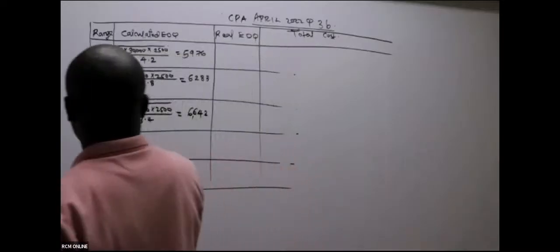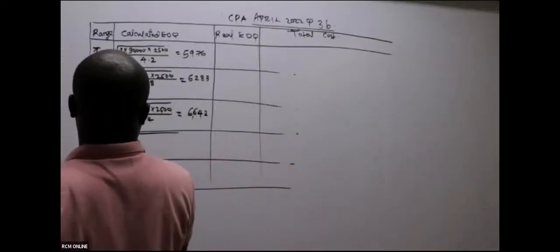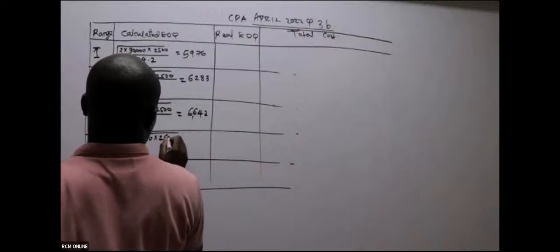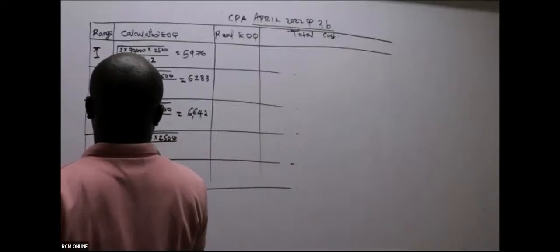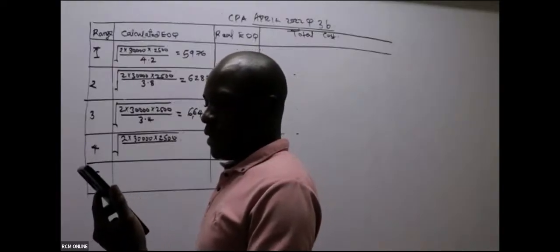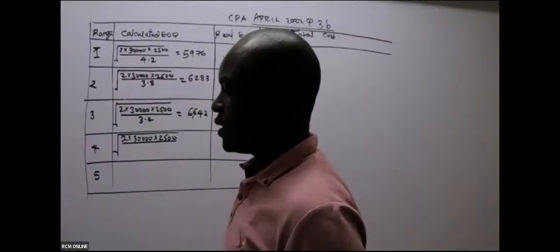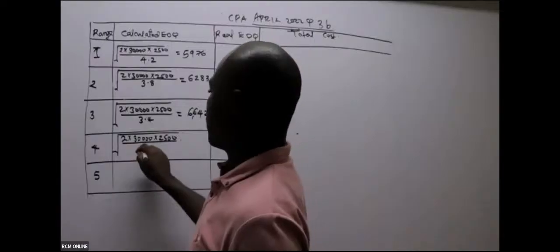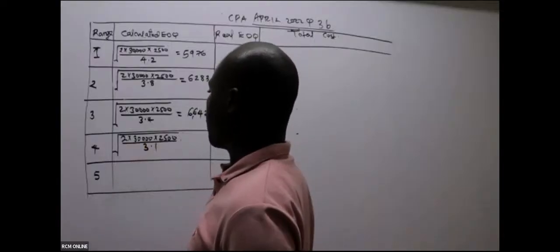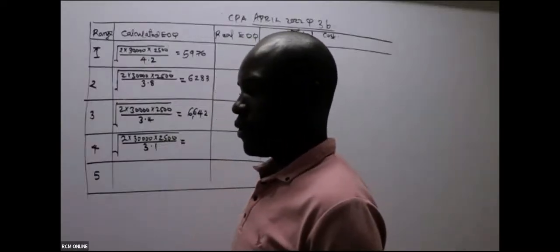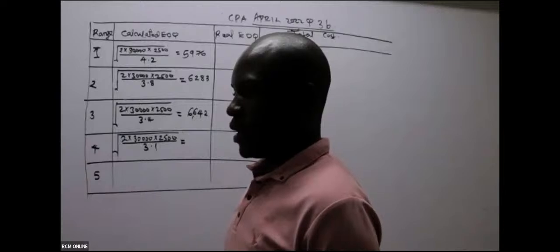Let's go to the fourth one. So we have the root of 2 times 30,000 times 2,500 divided by 20% of the purchase price. 20% of 15.5 is 3.1. Good. When you deal with this, what are you getting as the calculated economic order quantity? 69.56.